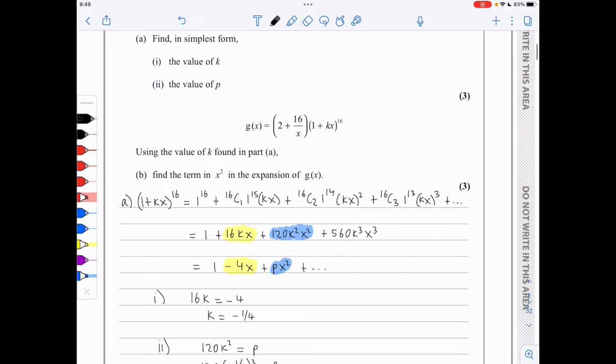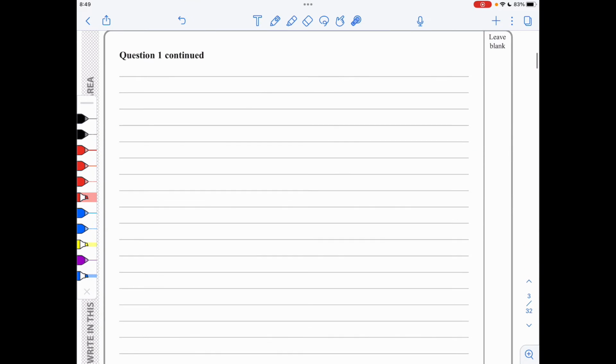In part B, we are told that g(x) is (2 + 16/x) times (1 + kx)^16, and we need to find the term in x² using the value of k we have found in part A. So I will actually start by writing that g(x) is (2 + 16/x) times (1 + kx)^16.